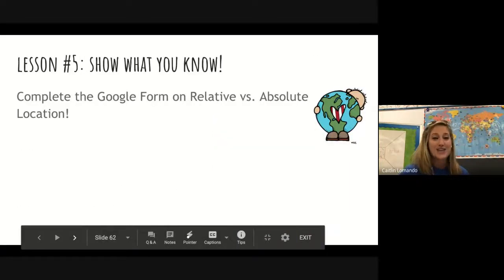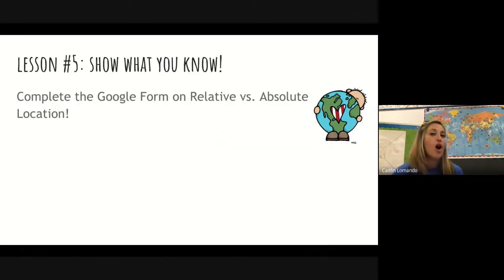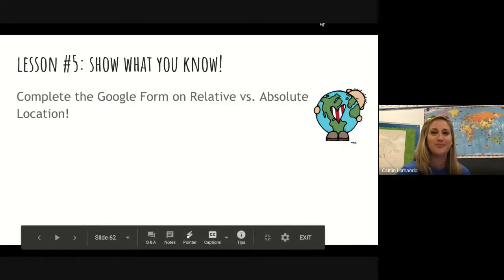So today, you are going to complete a Google form on relative versus absolute location. It's going to be so simple. I'll show you all about it. Let's pull up the Google form that you will be seeing today. Oops. All right, we want this one. So here it is, Remote Geography Lesson 5.